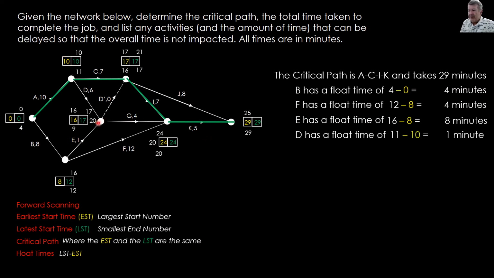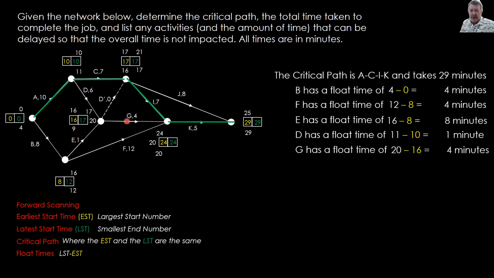Next one, let's go to G. G is there, that's where it starts. Its latest start time is 20. Its earliest start time was back here in yellow, was 16. So 20 minus 16 is 4 minutes.